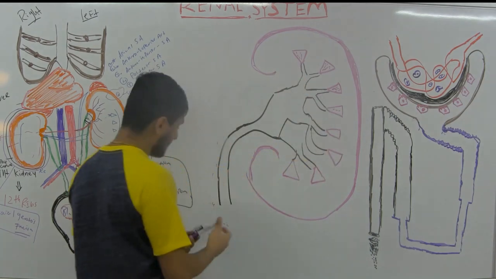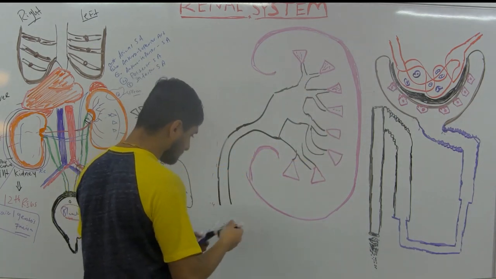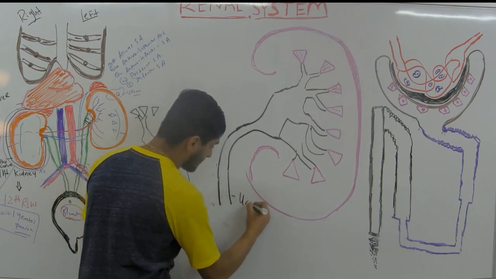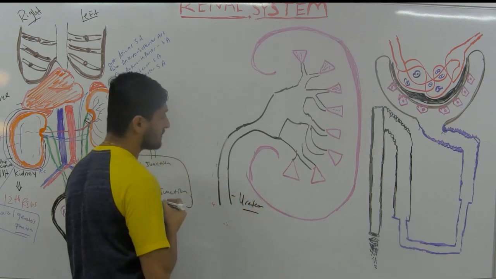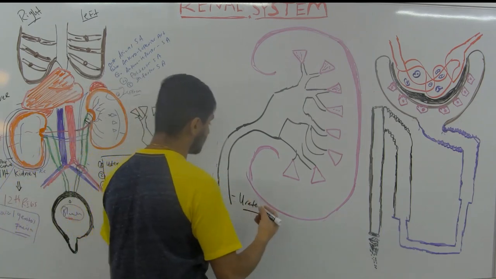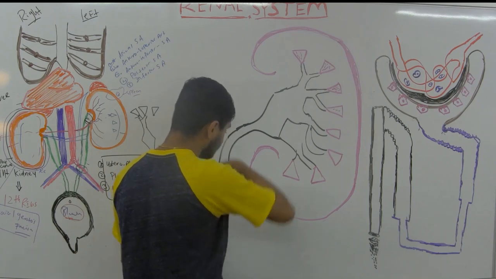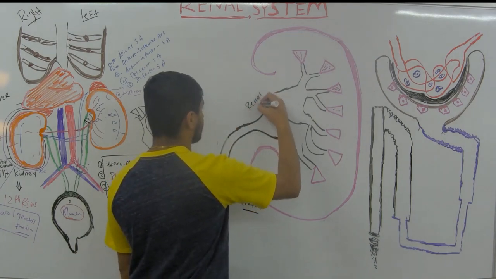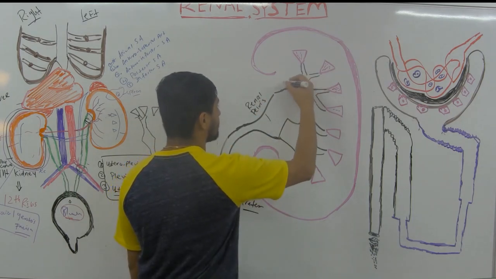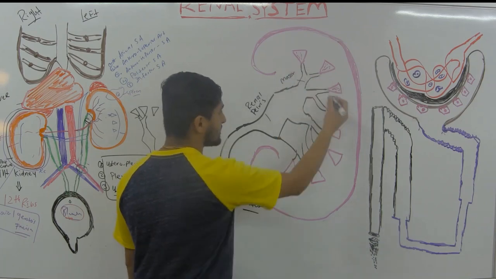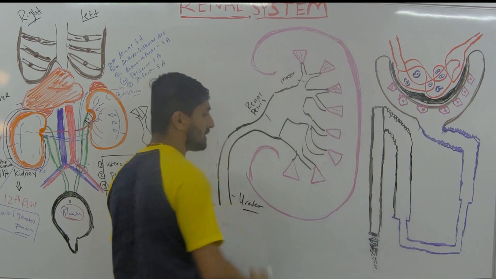And then if you see, this is going to be my ureter, okay? That's why this is the ureteropelvic junction, right? Now, this is going to be my renal pelvis right here, okay? And this guy right here is going to be my major calyx, okay? And this is going to be my minor calyx, and this is going to be my renal papillae, okay?